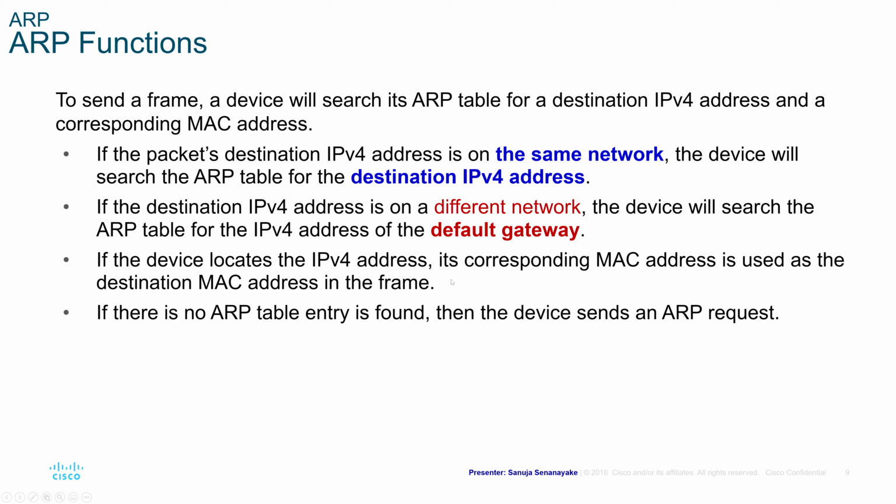And if the device locates the IPv4 address, its corresponding MAC address is used as the destination MAC address in the frame. And if there is no ARP table entry found, then the device sends an ARP request. So remember that if there is no ARP table entry found, the device sends an ARP request, and that request is used to update the ARP table so it can associate that IP address with the device's MAC address.